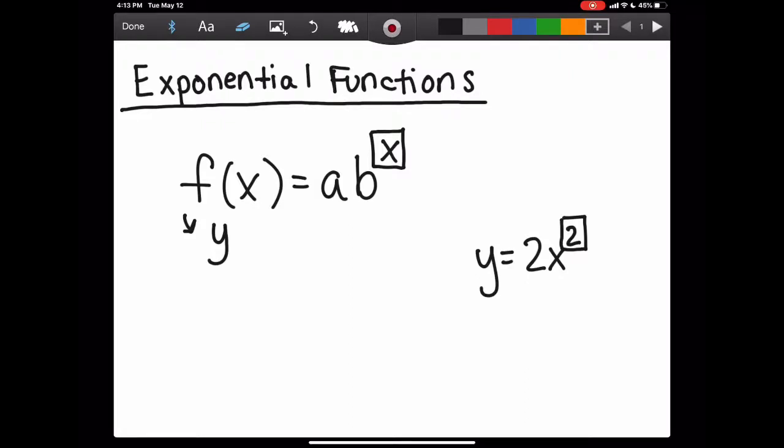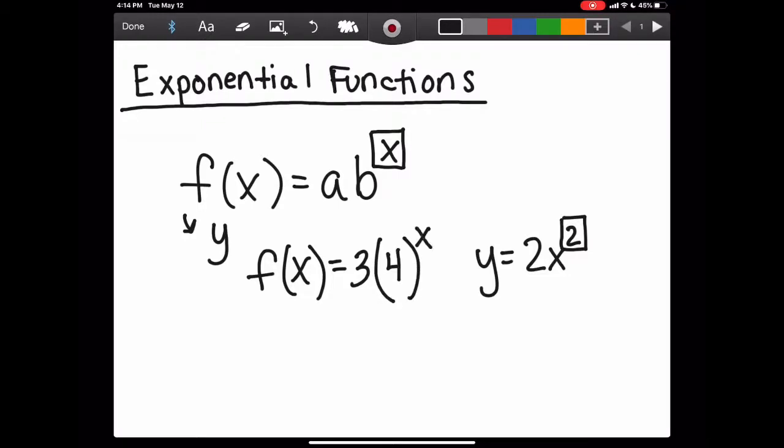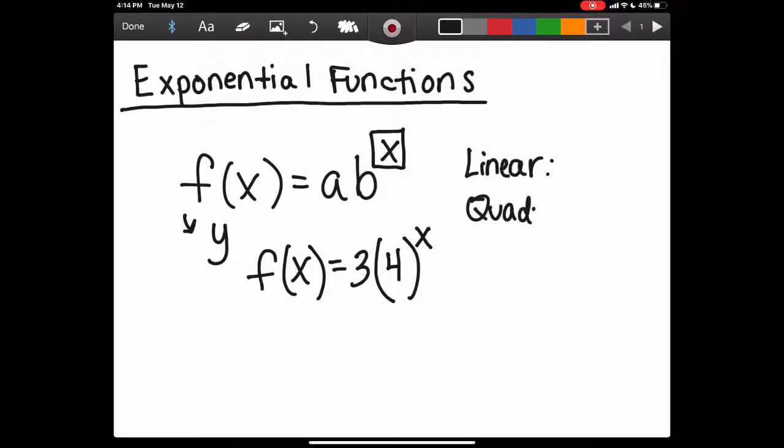An important thing to know about exponential functions is, if you have an exponential function such as f of x equals 3 times 4 to the x power, just like other types of functions such as linear and quadratic, the number that does not have a variable attached to it, the number that is constant, is going to be your y-intercept. In an exponential function, it doesn't necessarily have to be before the b; it can be just the number that does not have a variable attached to it. That's going to be your y-intercept.